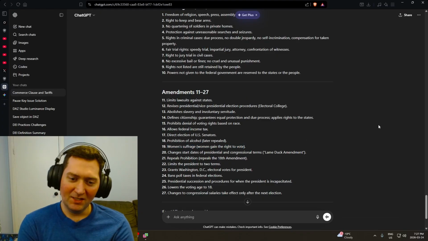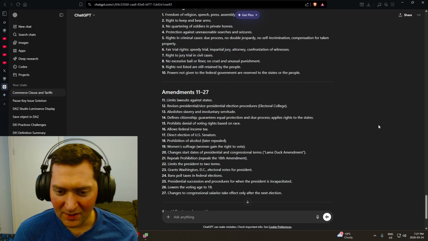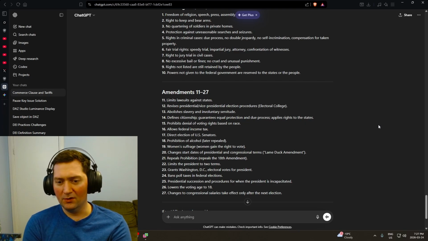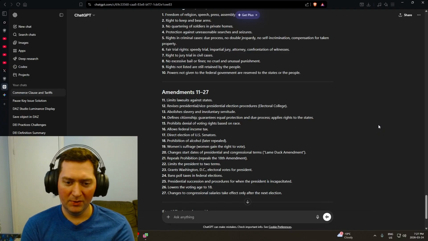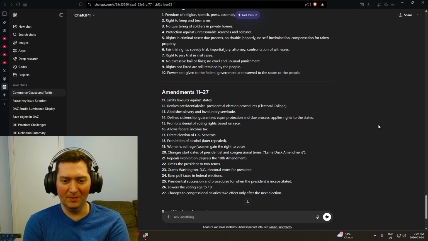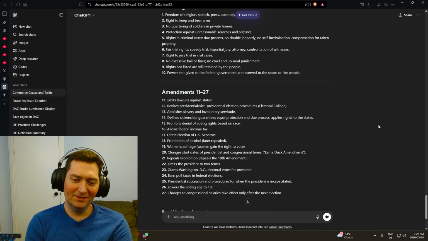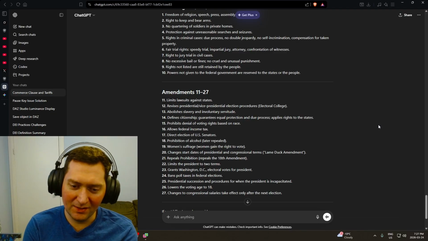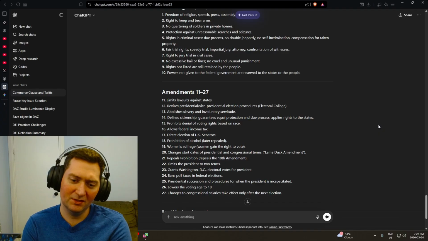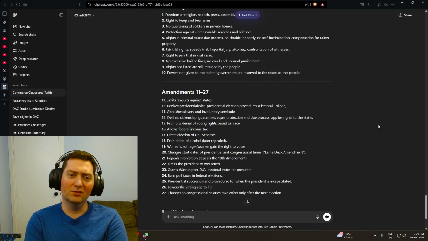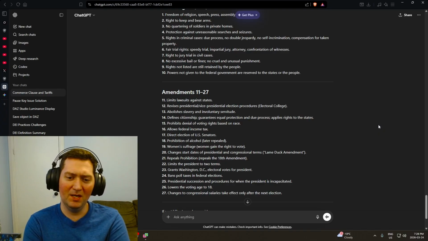Okay. 20 changes start dates of presidential and congressional terms. 21 repeals prohibition, repeals the 18th Amendment. 22 limits the president to 2 terms. So that was an original part of it. That's something that's been amended in later.